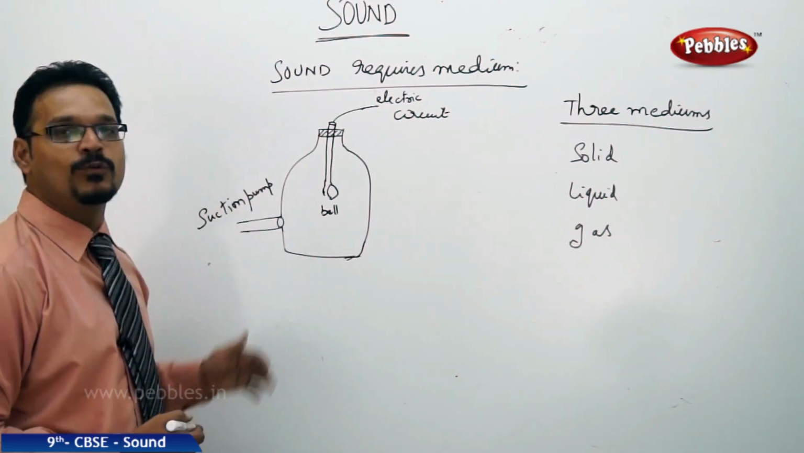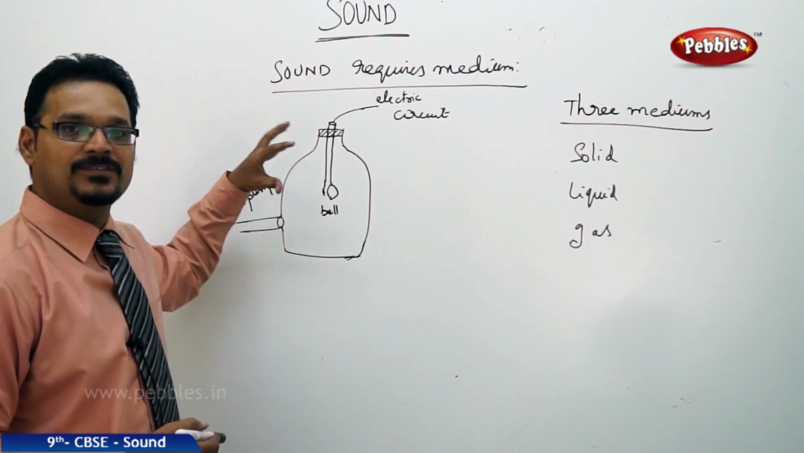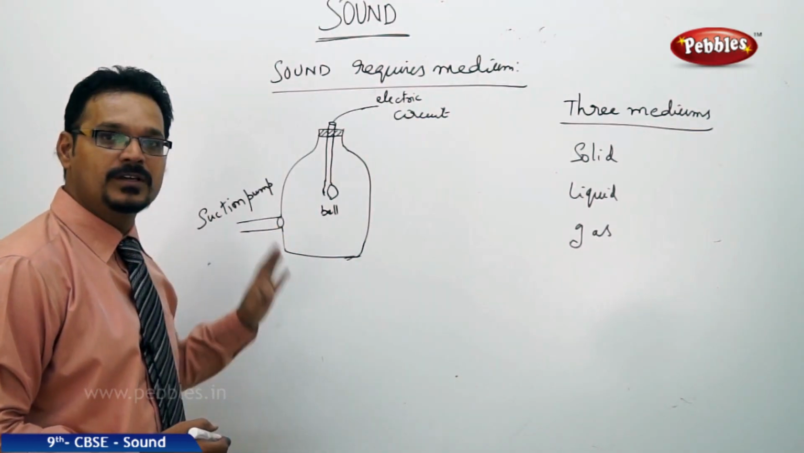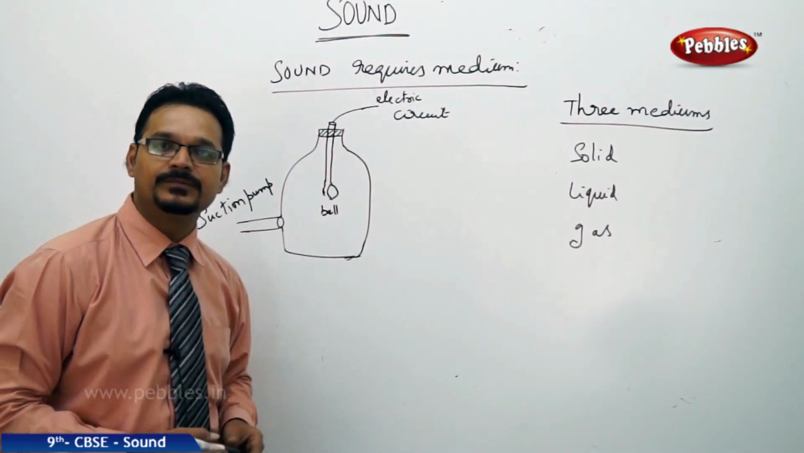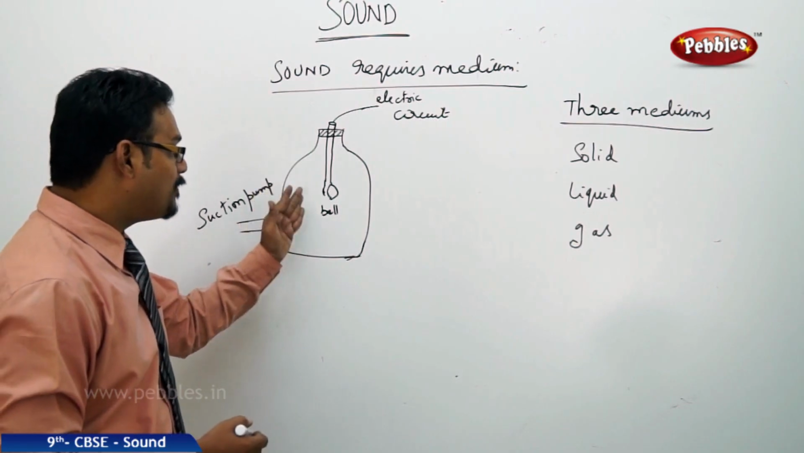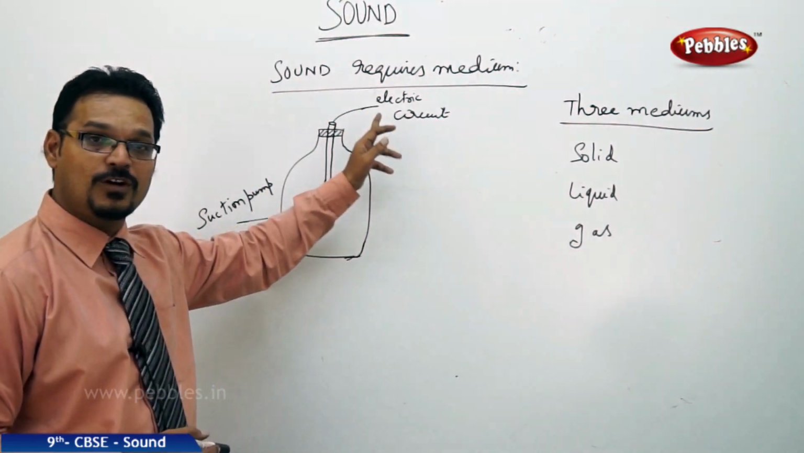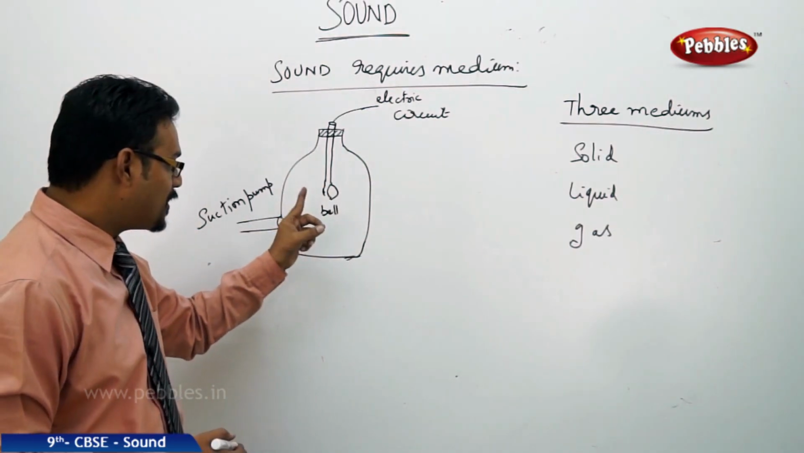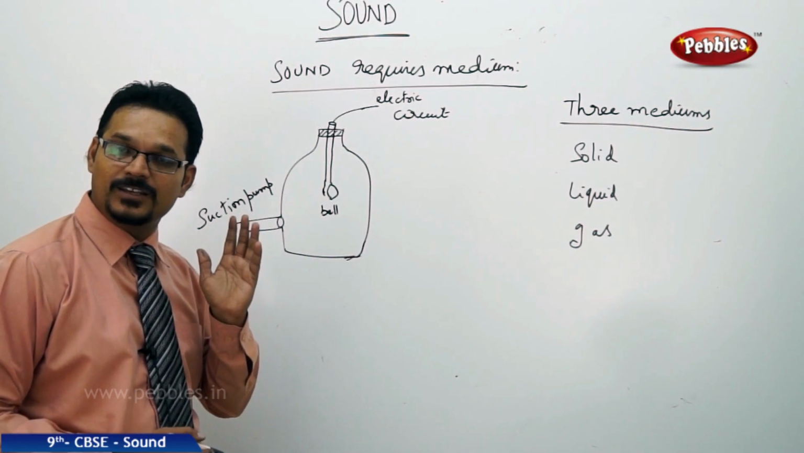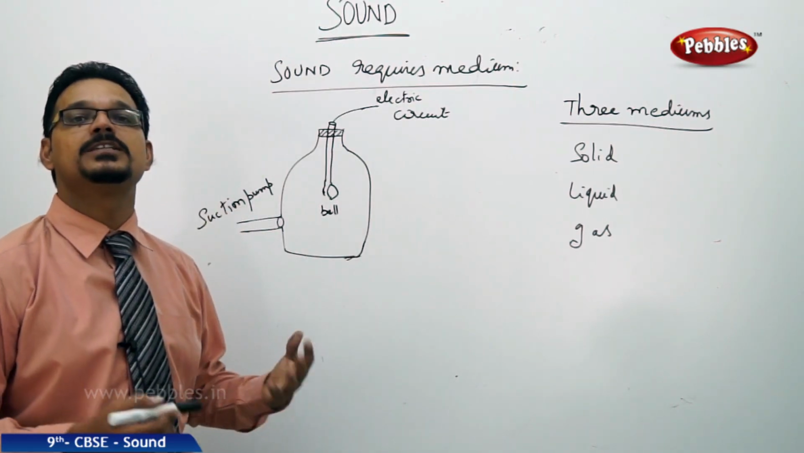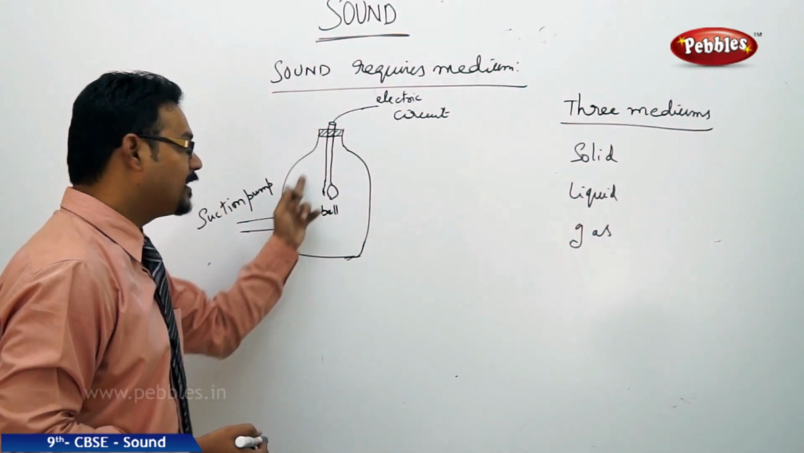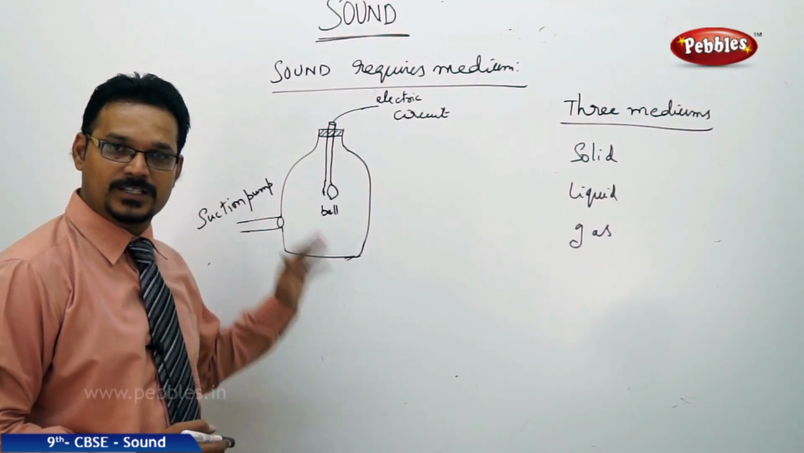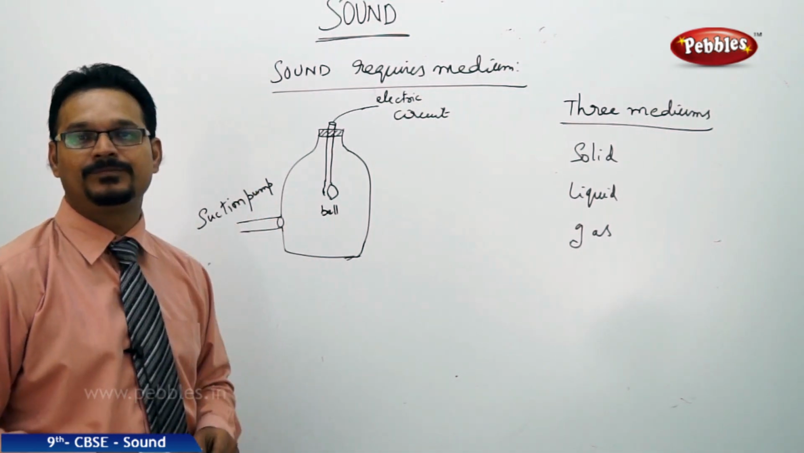Then if you observe carefully, what happens, the intensity of the sound decreases gradually. At one point of time, you stop hearing. But don't think that the electric bell is stopped. No, I did not switch off the electric bell. The electric circuit is on, the bell is ringing, you can see the vibration of the bell. Still, you can't hear. This is because there is no air in the jar. So the simple experiment tells you that sound requires a medium.